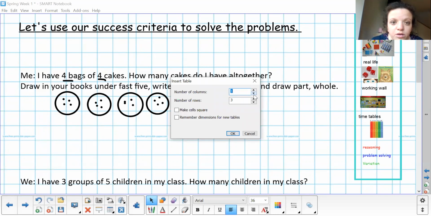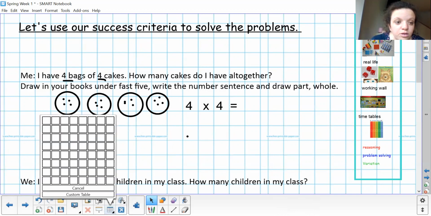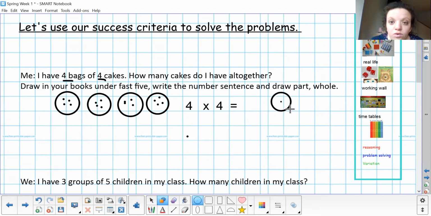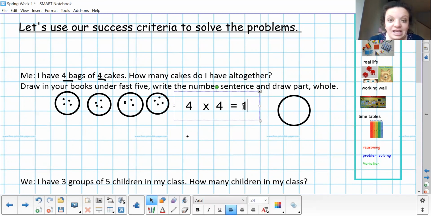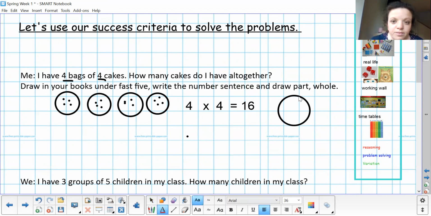Right, so we're going to have our whole here. So our whole number is going to be our total. So let's first of all work out our total. So 4, 8, 12, 16. So our answer is going to be 16, or another way you could do it is to count the dots. So our whole number is going to be 16.